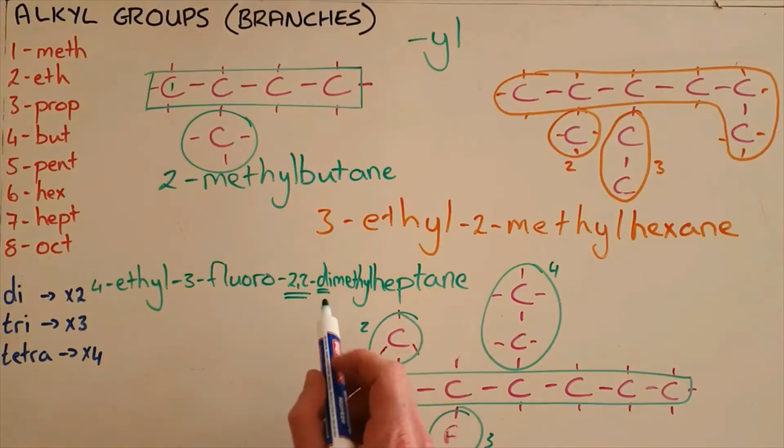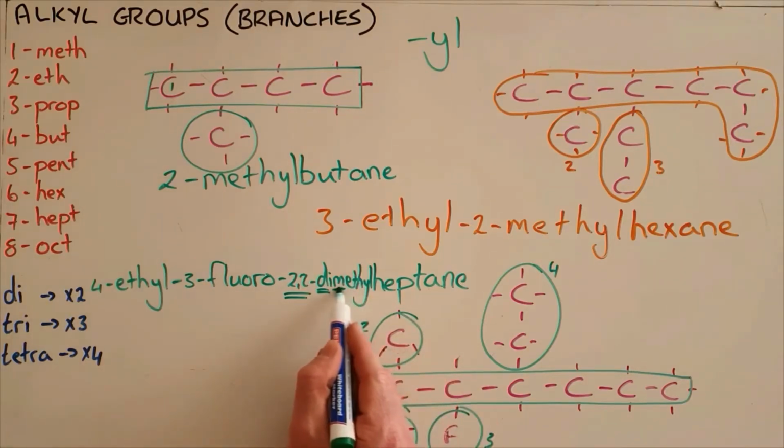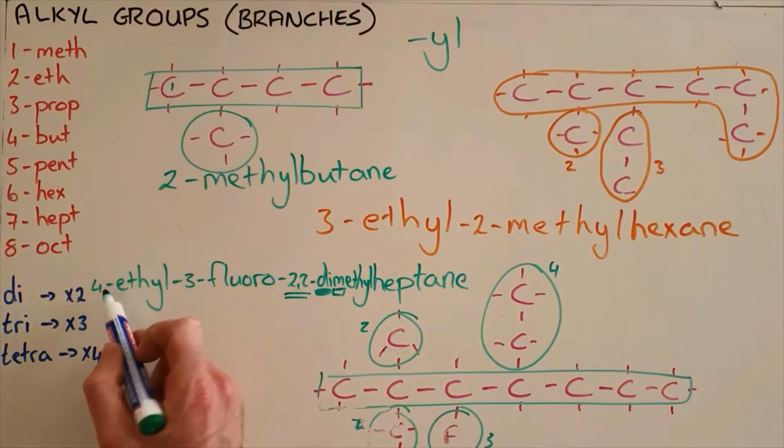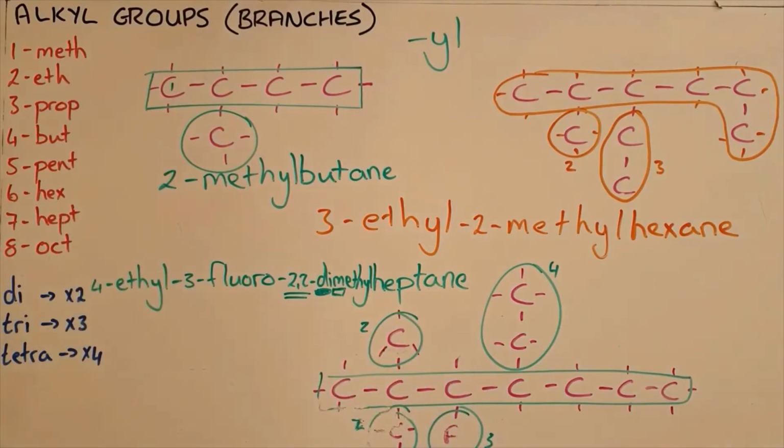Another important thing to note is that when arranging them alphabetically, we still look at the M in methyl. We do not think that this is a D which should come before E. We always look at the prefix that is a result of the number of carbons in that chain.